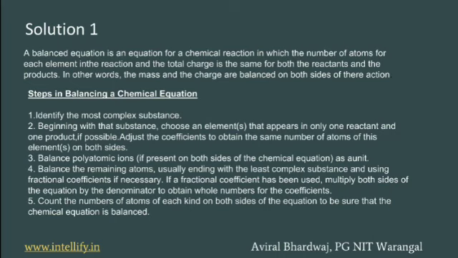First, identify the most complex substance. Second, beginning with that substance, choose an element that appears in one reactant and one product. Third, balance polyatomic ions as a unit. Fourth, balance the remaining atoms, like hydrogen, H2O and extra oxygens. Fifth, count the number of atoms of each kind on both sides of the equation. Be sure that the chemical reaction is balanced.